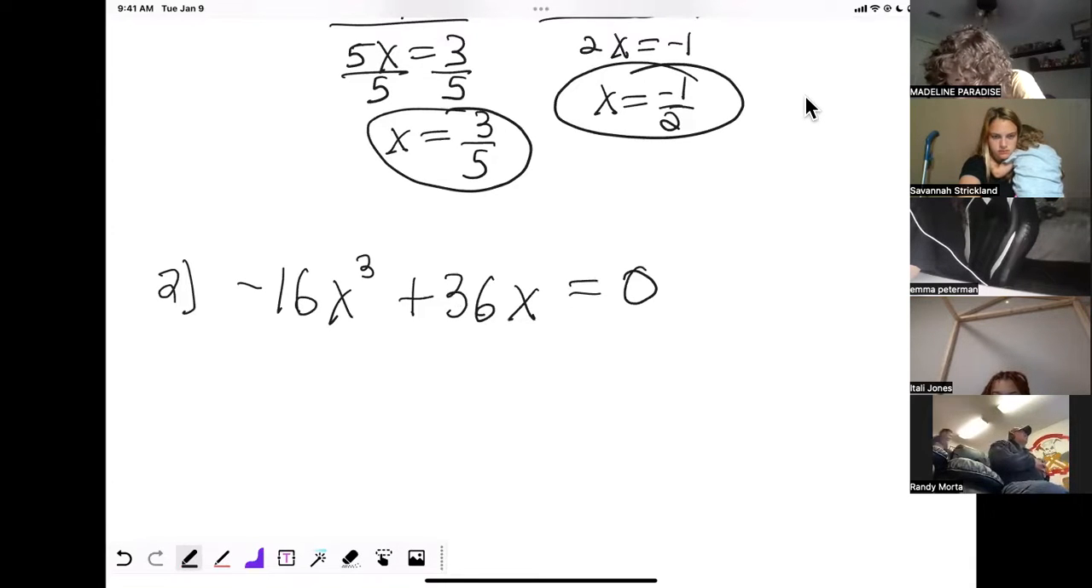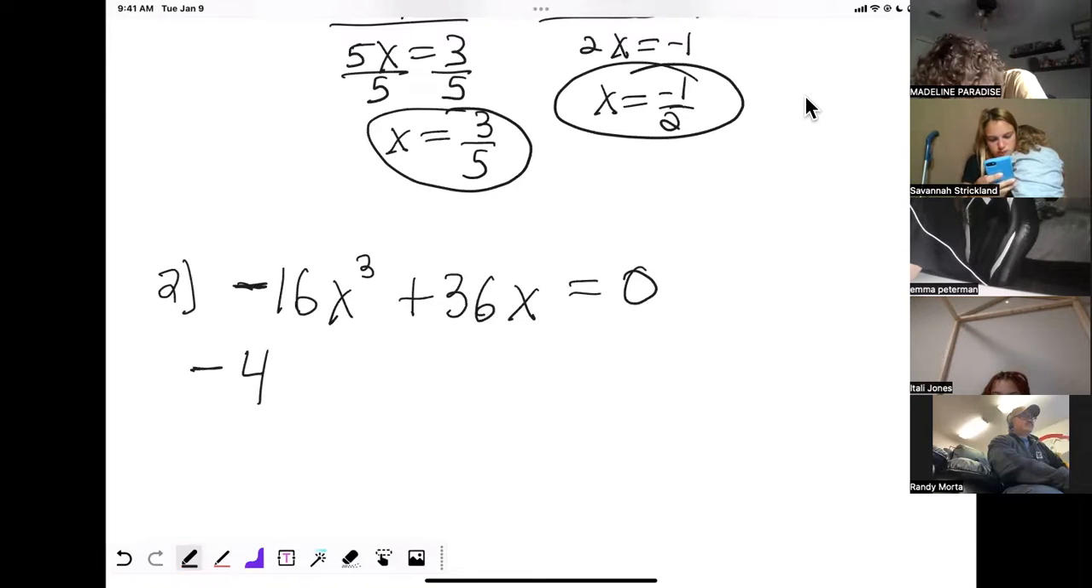Okay, again, I have a negative. Can't have a negative in front. Negative's got to come out. But 16 and 36, I can definitely do something with that. What can I factor out? 4. But I also have x's on both terms. So the smallest exponent is the 1. So I can factor out a negative 4x. And by the way, if you factor out and realize you could do more, just erase it and go back.